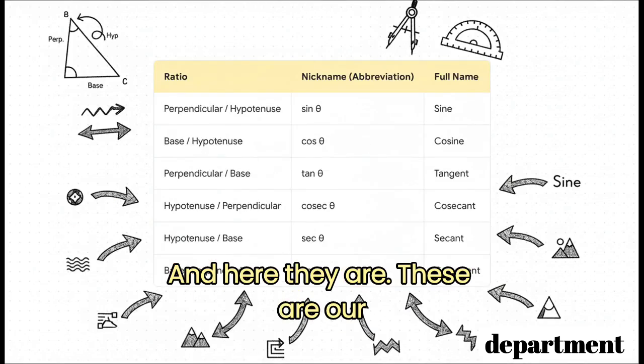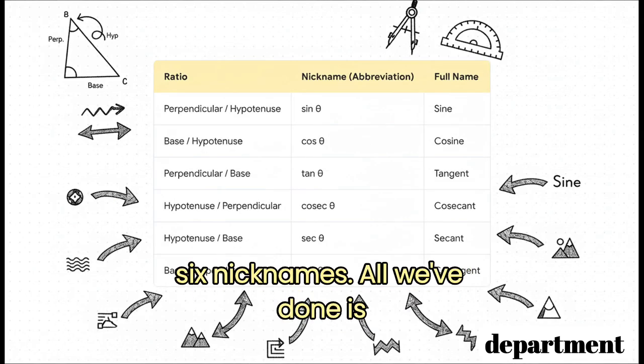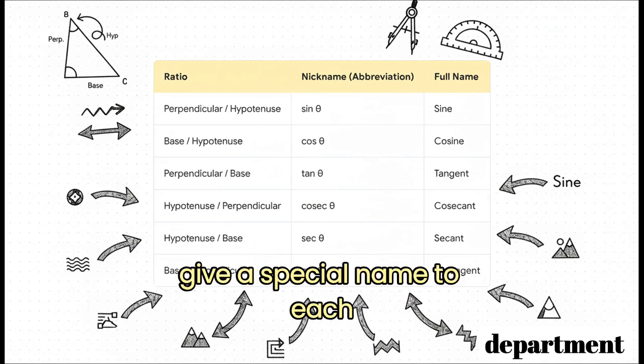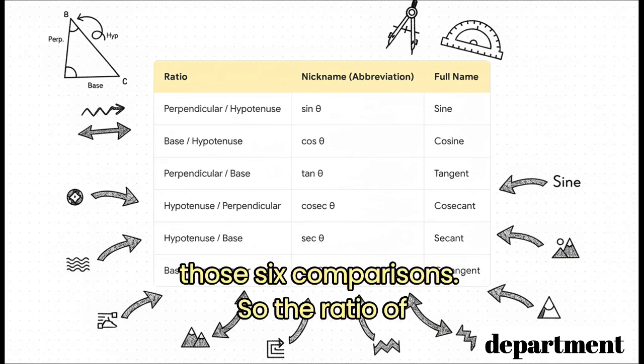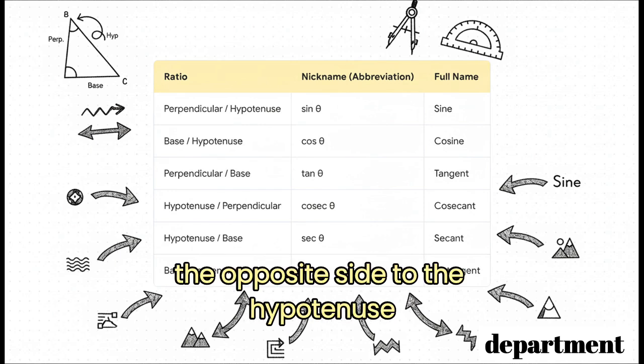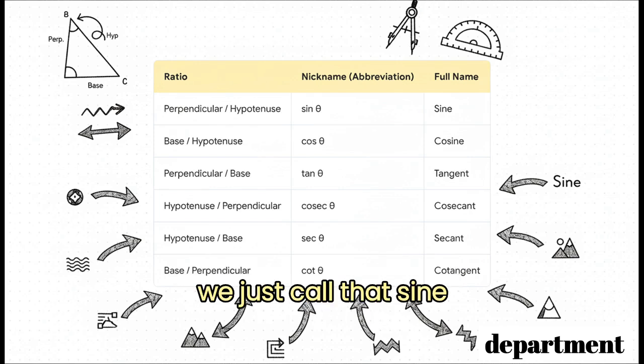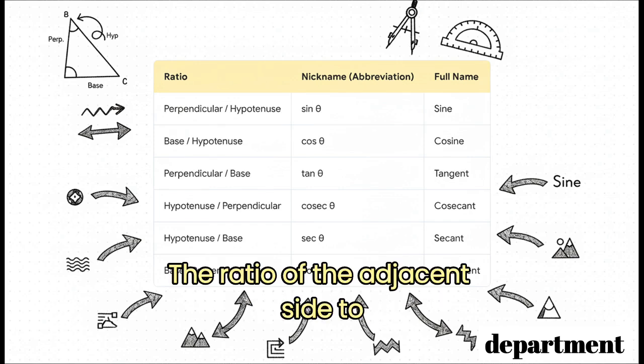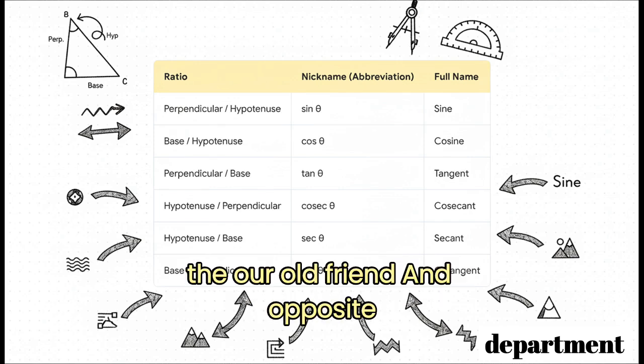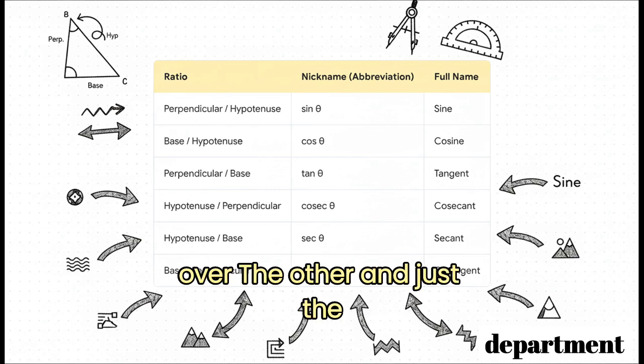And here they are. These are our 6 nicknames. All we've done is give a special name to each of those 6 comparisons. So the ratio of the opposite side to the hypotenuse, we just call that sine. The ratio of the adjacent side to the hypotenuse, that's our old friend cosine. And opposite over adjacent, that's tangent.